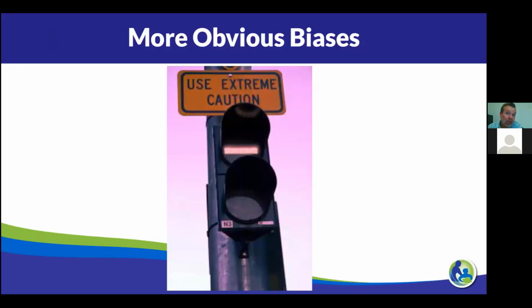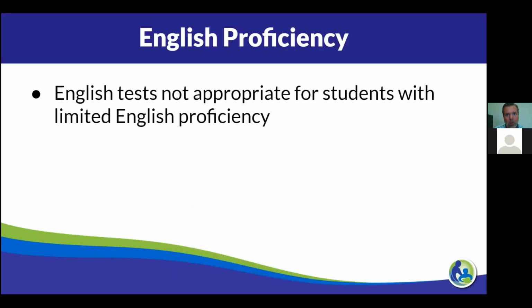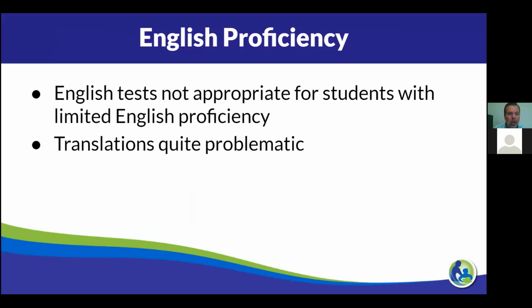So I'm going to break this into two types of biases. One is the more obvious biases. So with these more obvious biases, we have things like English proficiency. So if you have someone who doesn't speak English or has limited English proficiency, obviously a test looking at your English skills is going to be biased, right? You're not going to get an accurate indication of the student's full communication potential if you're using tests designed for monolingual English students. Right. So hopefully, this is something we're all on the same page. I'm preaching to the choir here.